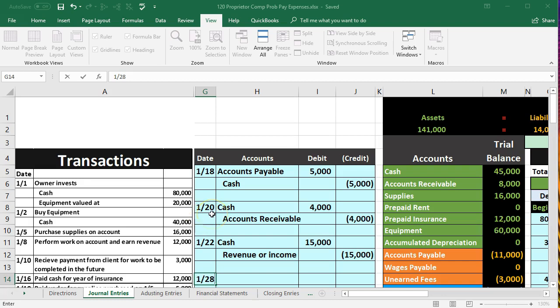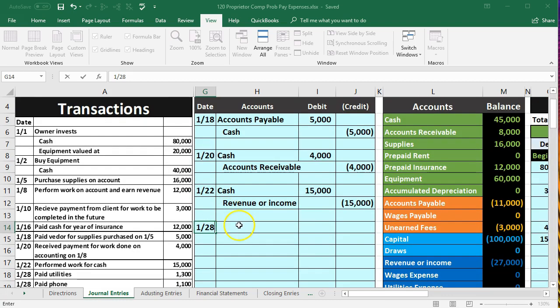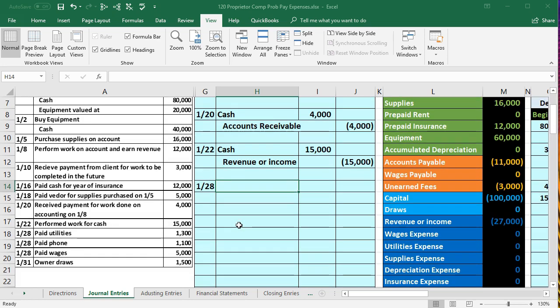In this presentation, we will continue on with our proprietorship comprehensive problem, this time recording transactions on January 28th.